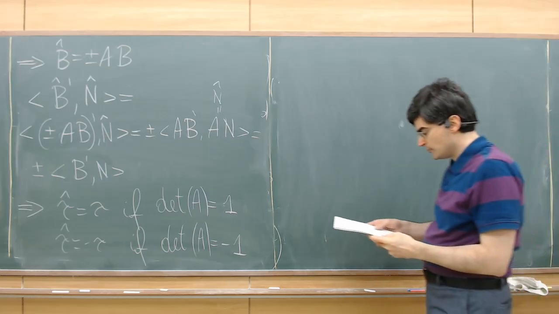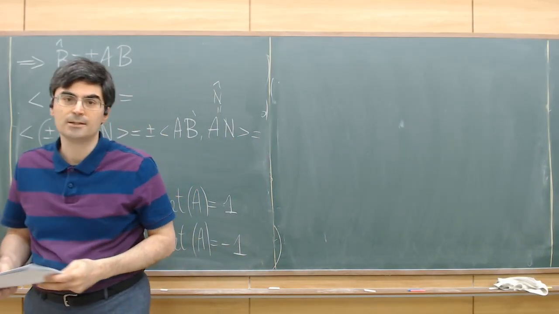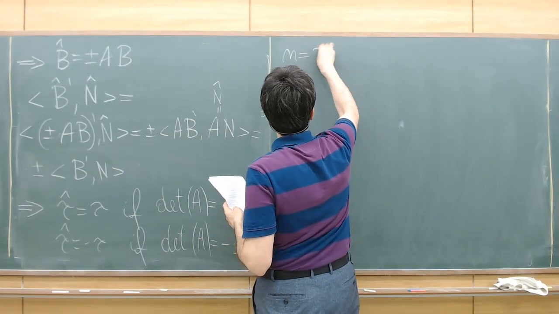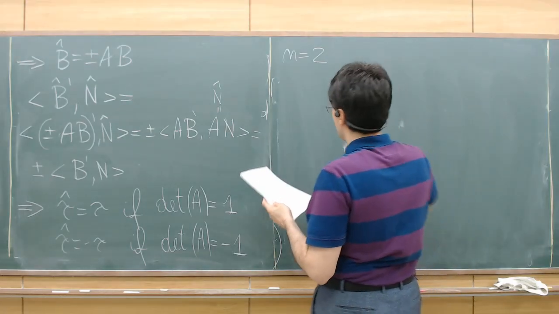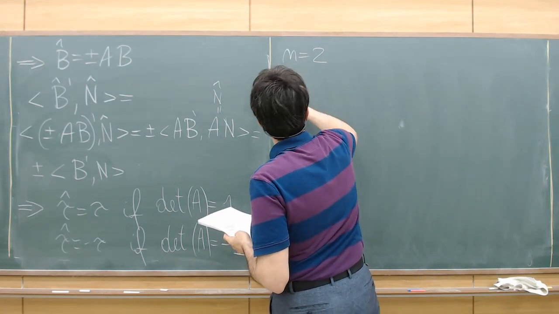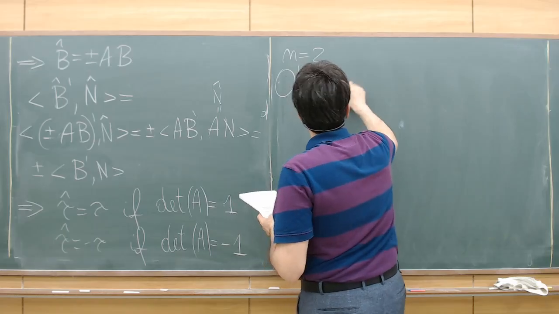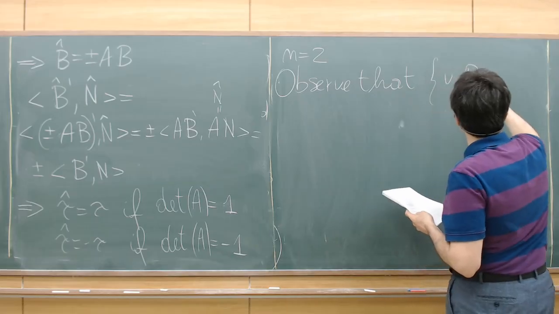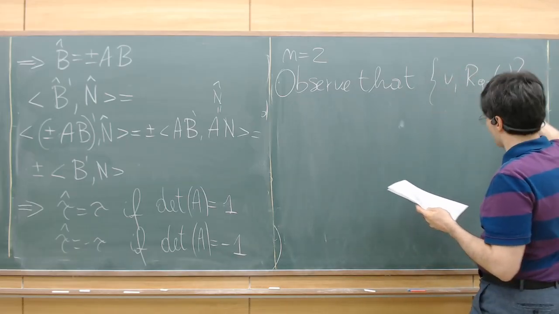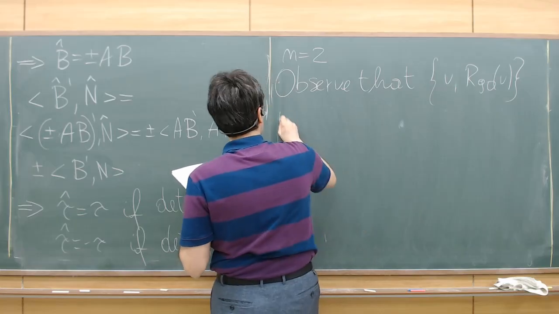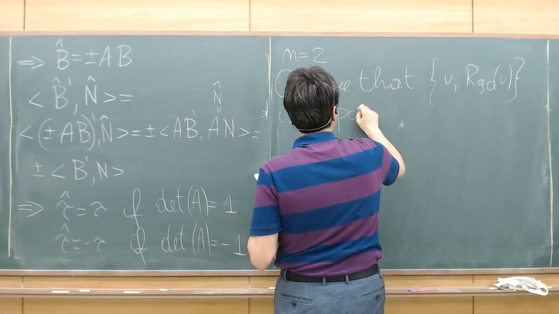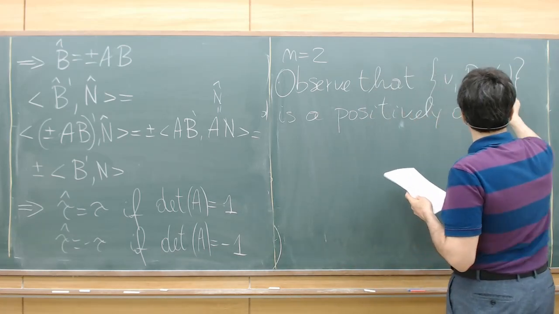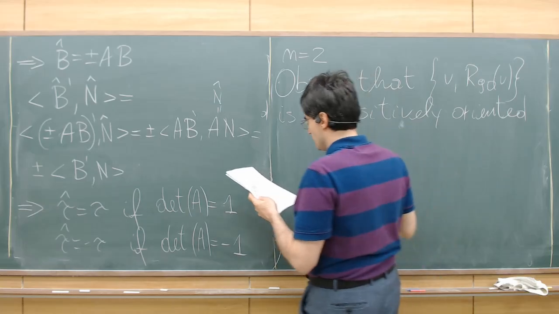And now we have to prove the statement concerning the sine curvature function. So from now on we assume n equal to 2, and let's observe that V, R90 V is a positively oriented orthonormal basis.